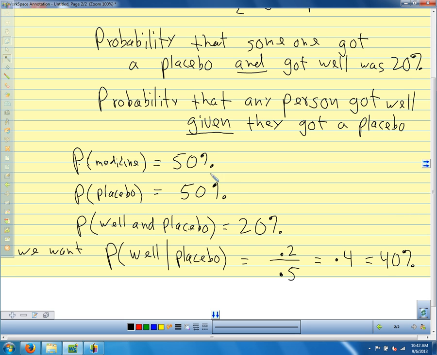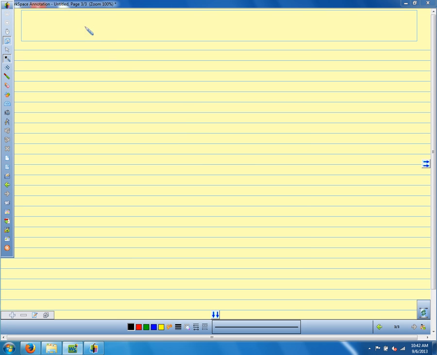Something that we can do when we have probabilities listed this way is use a tree diagram to help us out. Now before we move on, do we have questions on this example? So we're going to talk about tree diagrams.